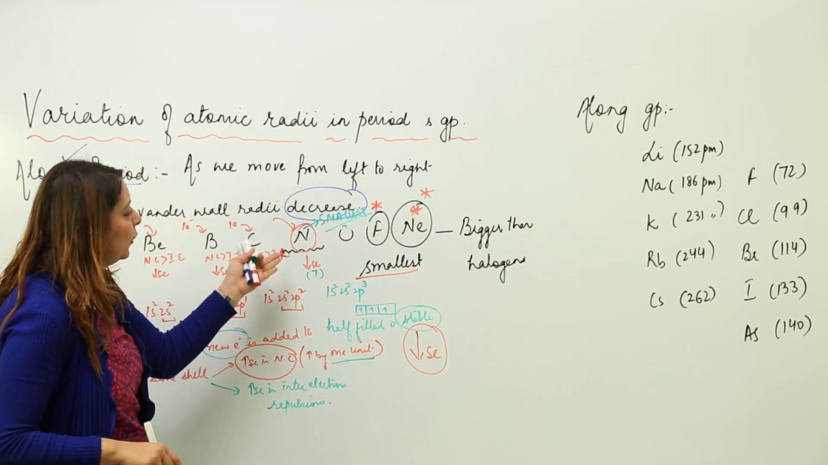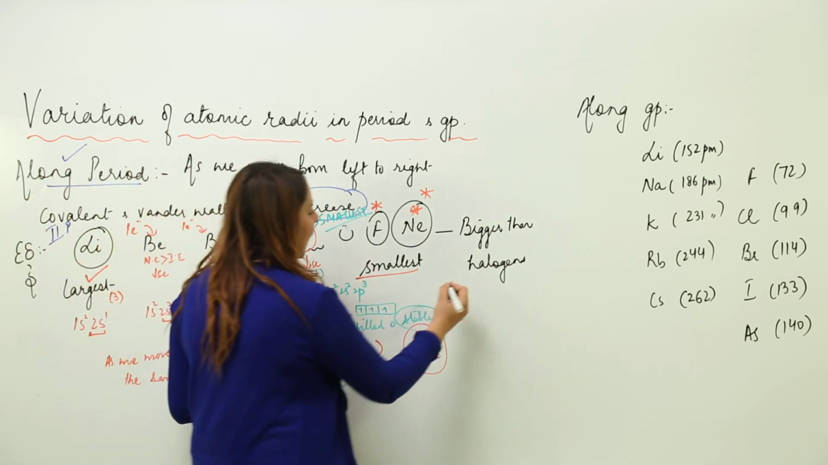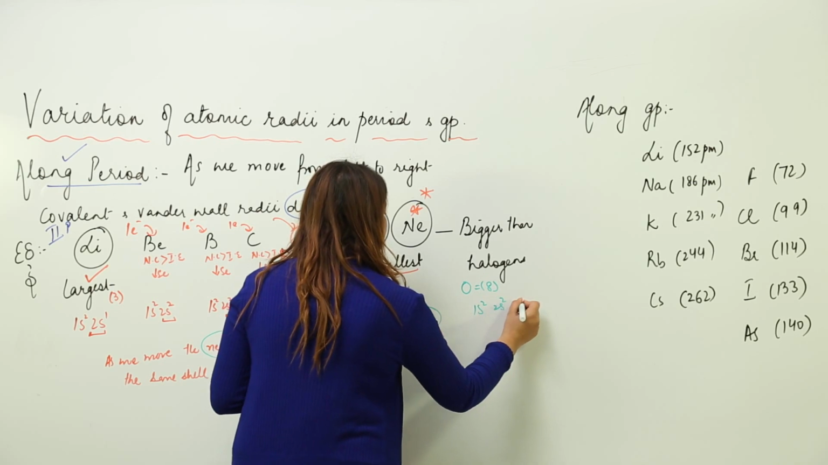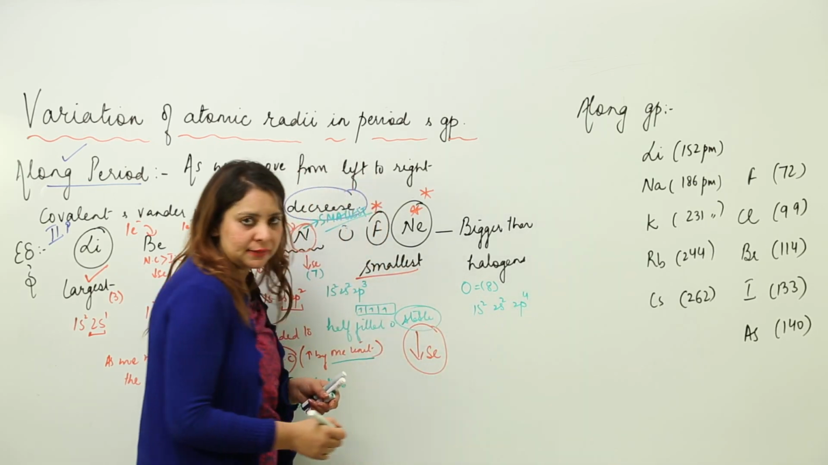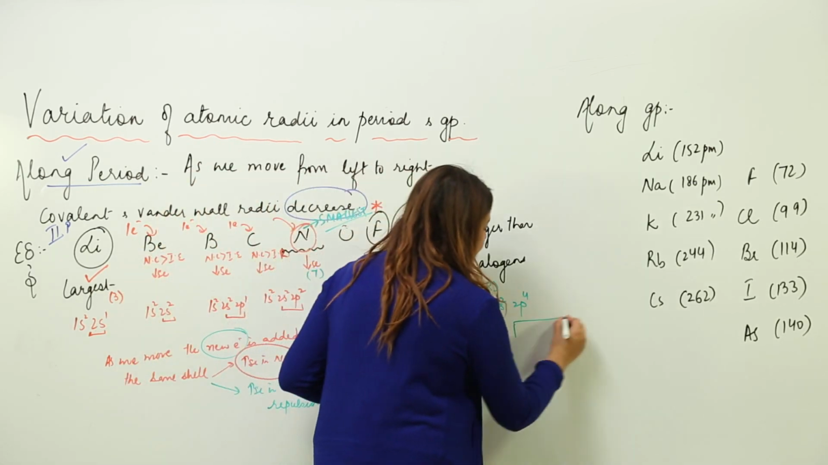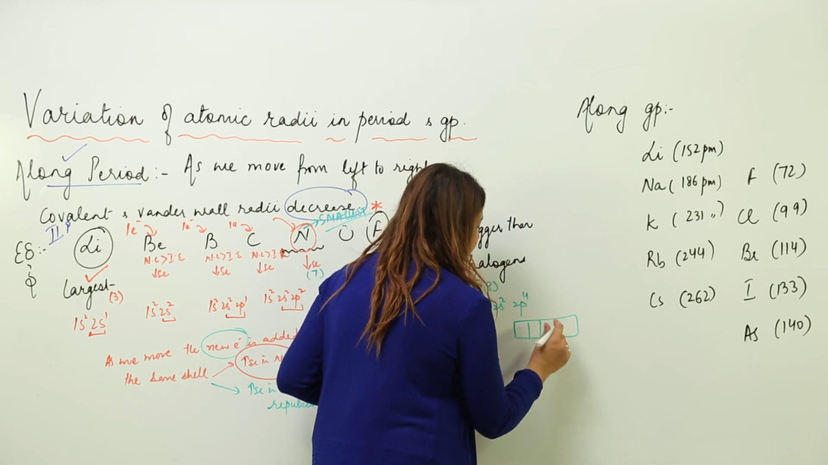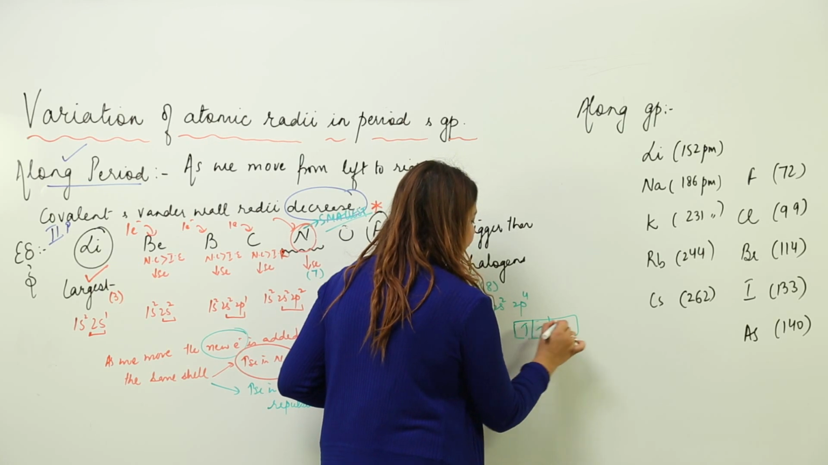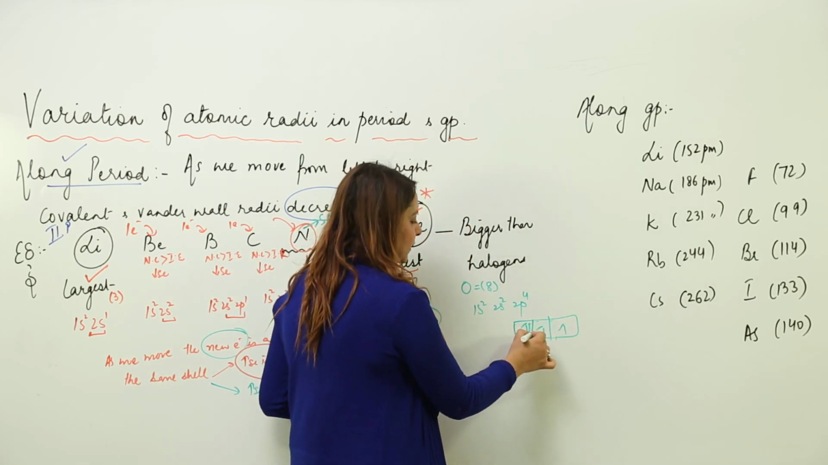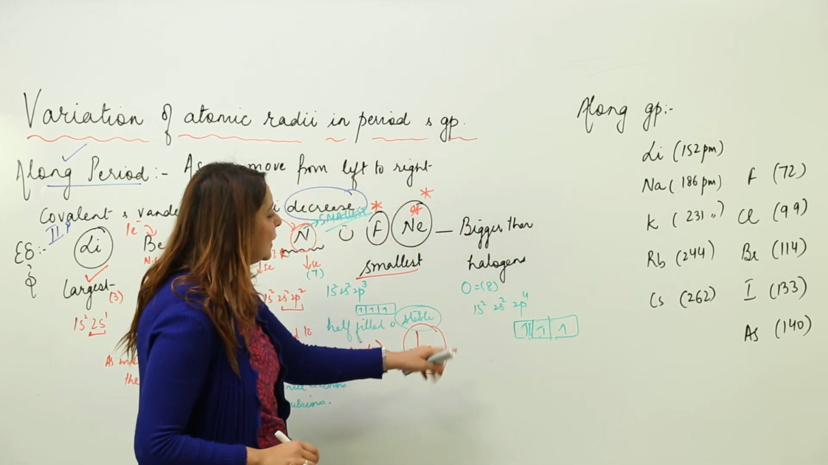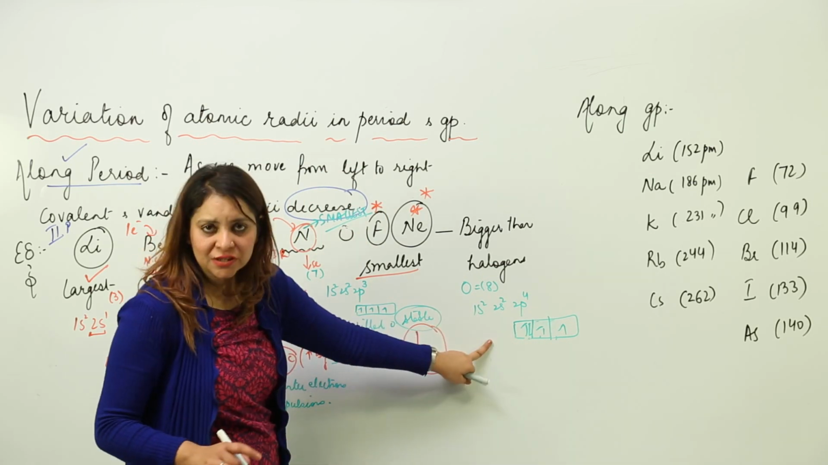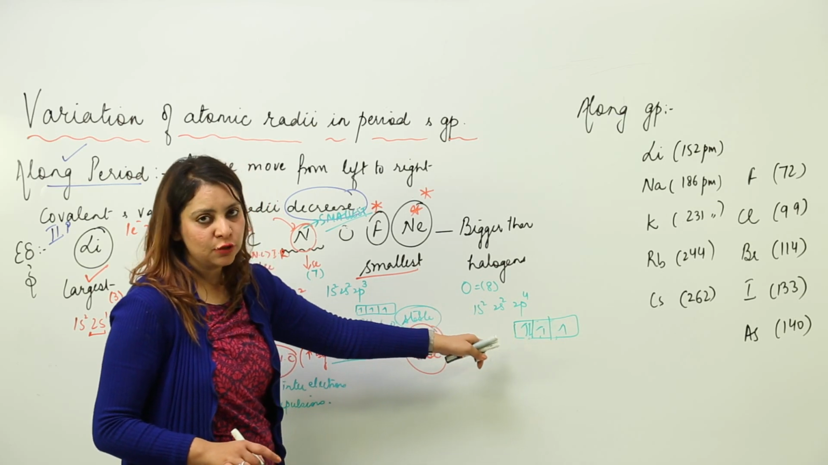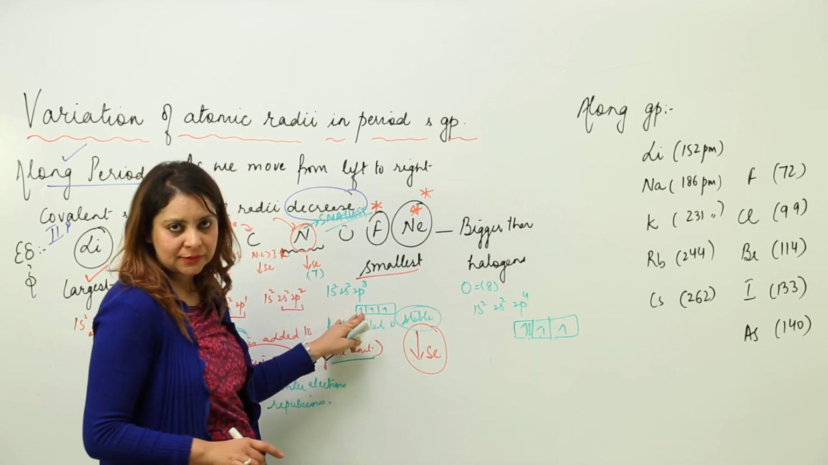Now, if we move from nitrogen to oxygen, we'll see that the atomic number for oxygen is 8. So the electronic configuration becomes this. That means here the 2p shell will have 1, 1, 2, 3 and 4 electrons. So as compared to nitrogen, it will have a certain kind of inter-electronic repulsion. That means its inter-electronic repulsion will be more than this, right?